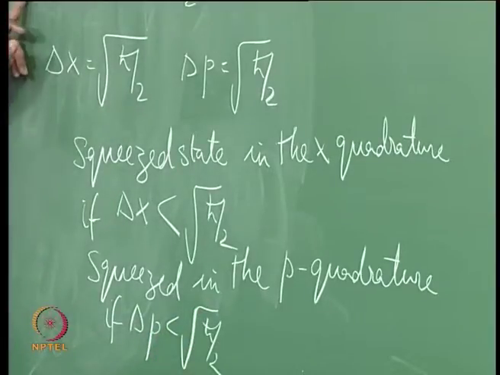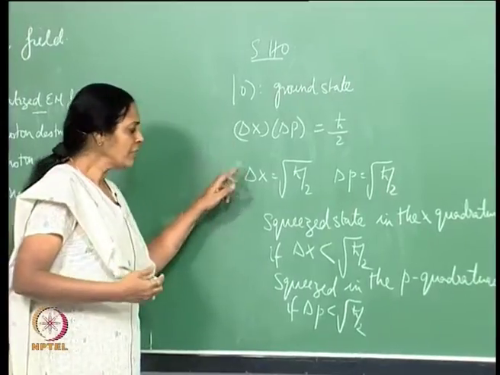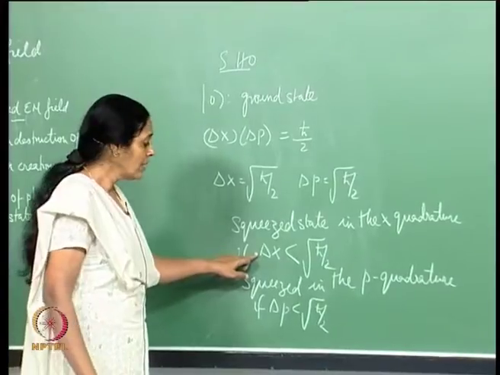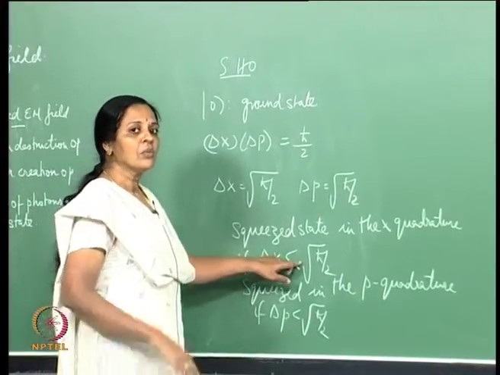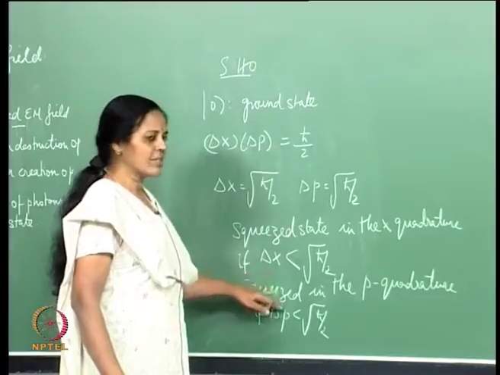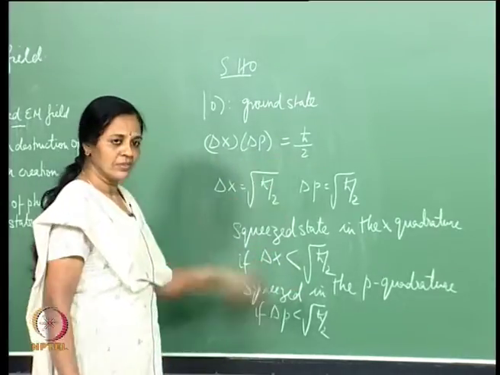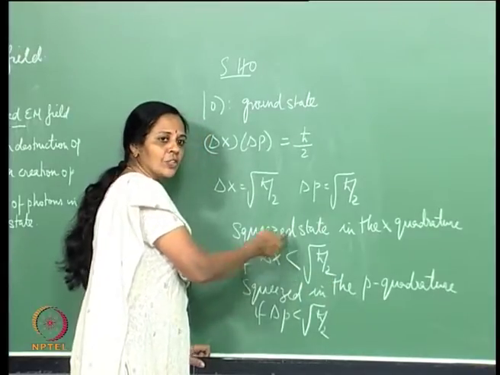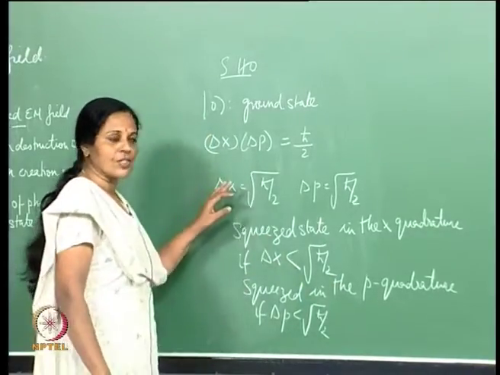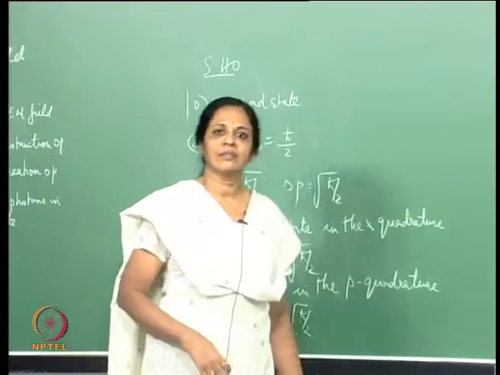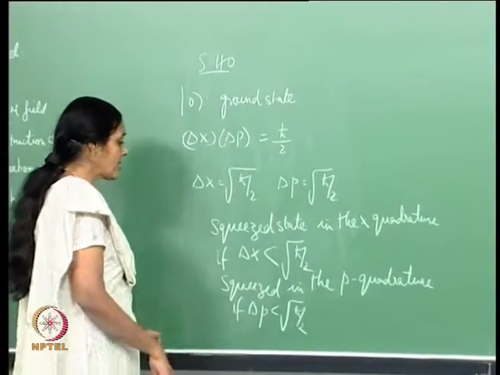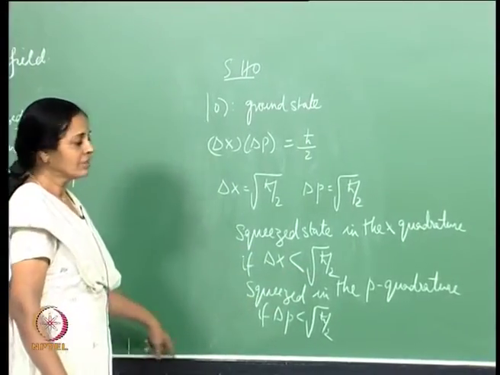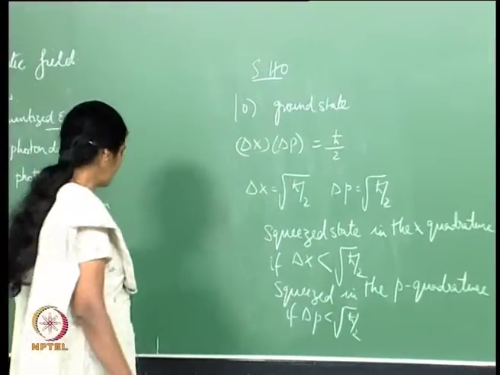Now, it is clear that since the uncertainty principle holds, if there is a state which is squeezed in the x quadrature, the corresponding delta p will be large such that delta x delta p is greater than h cross by 2. If it is squeezed in the p quadrature, the corresponding delta x value will be large, so that there is a compensation and delta x delta p is greater than h cross by 2. You cannot have a state where both delta x and delta p are less than root of h cross by 2, because that violates the uncertainty principle.